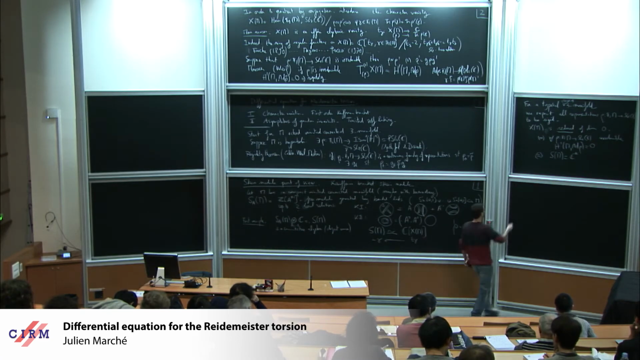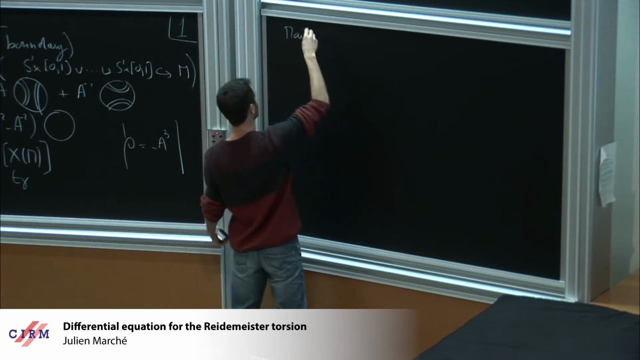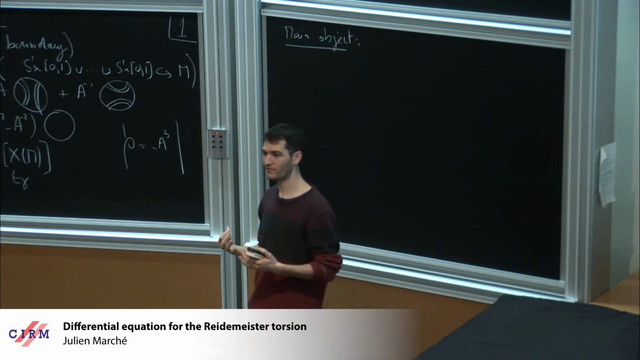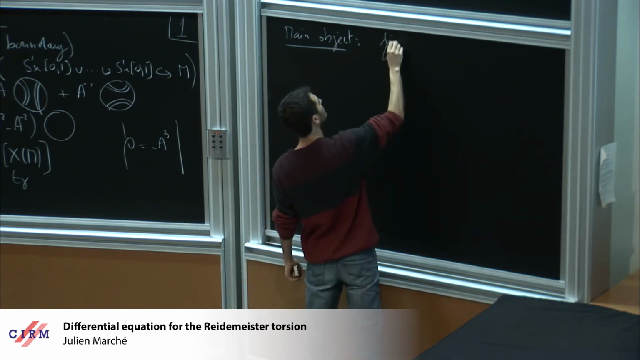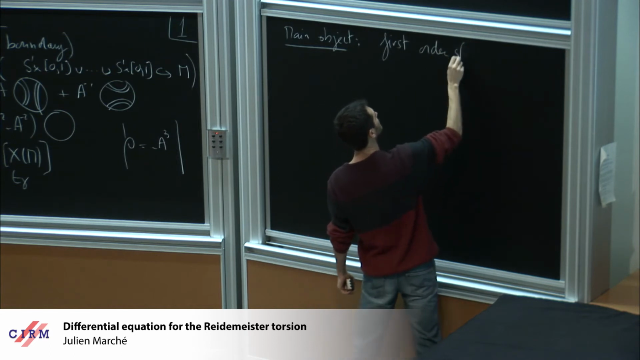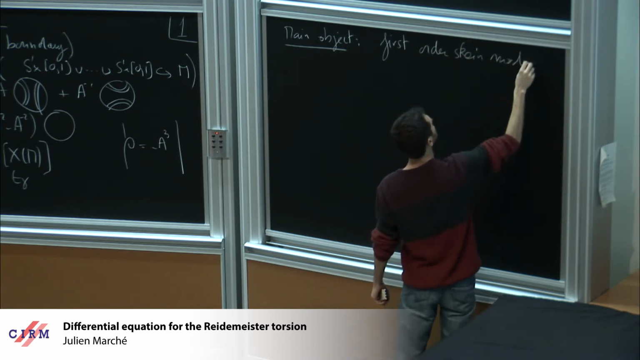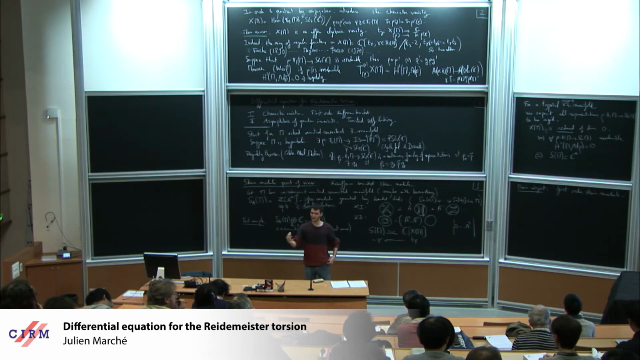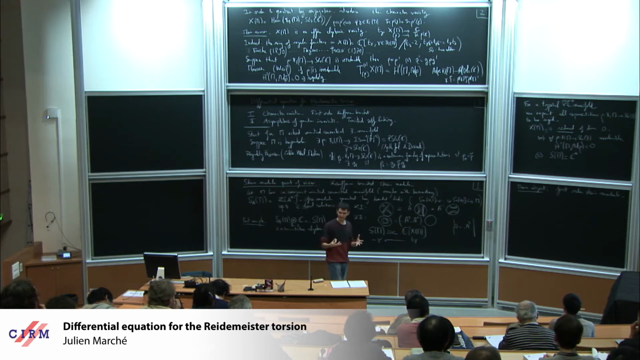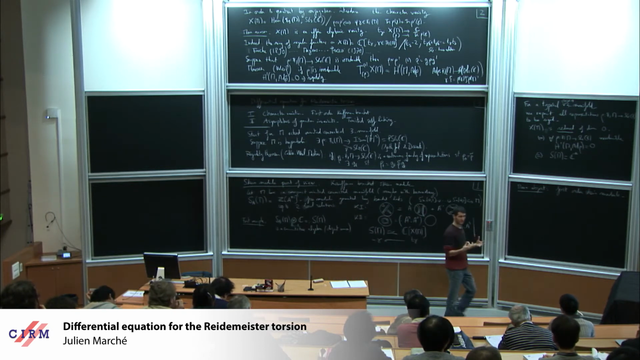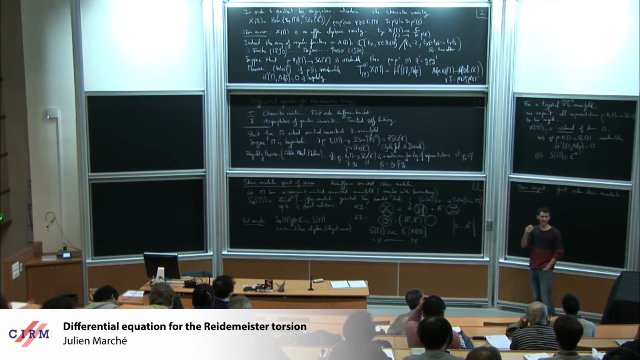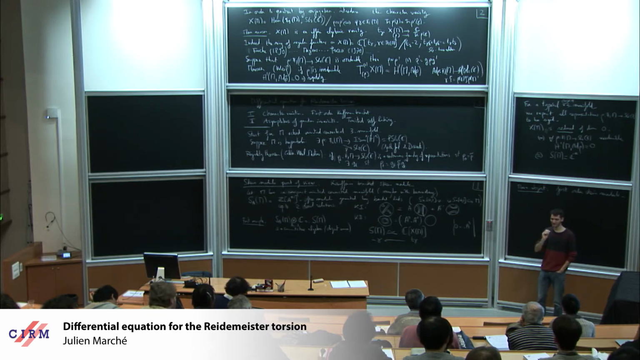So the main object here, I can now come to the definition, is this first order skein module. If A is equal to -1, what you get is a very nice algebra, which we completely understand from a topological point of view: the algebra corresponding to the character variety. So I would like to take A equal to -1 plus some very small thing. That's the first order thing.